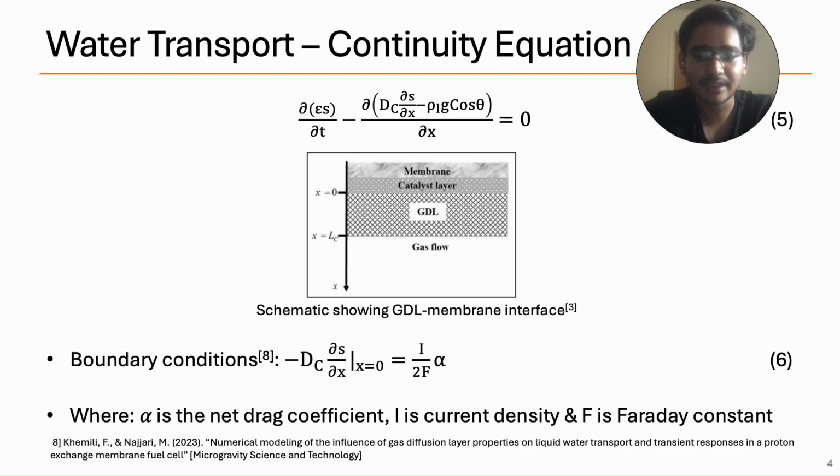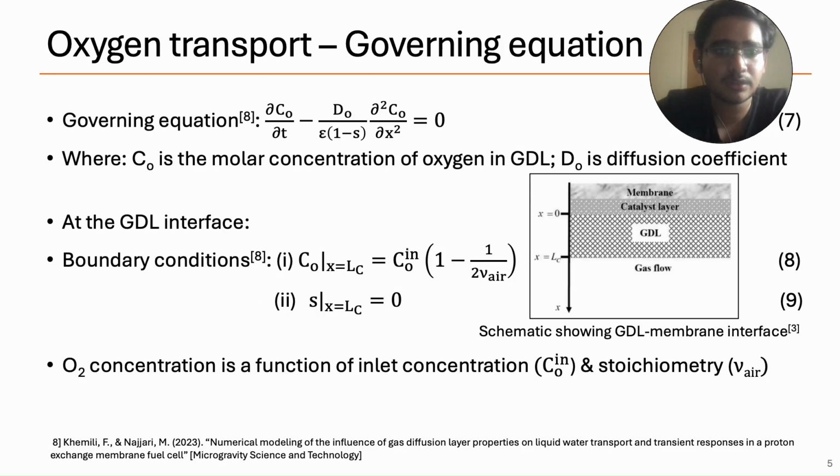I is the current density and it reflects the intensity of the electrochemical reactions. It is a measure of electric current per unit area of the electrode, and F is the Faraday constant which relates the electrochemical reaction rate to the observed current.